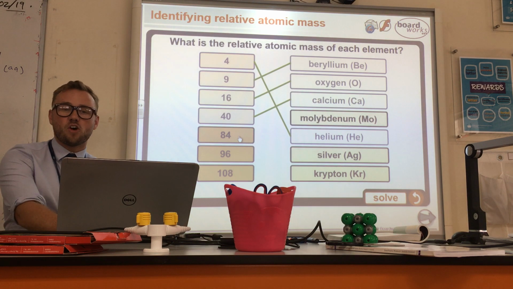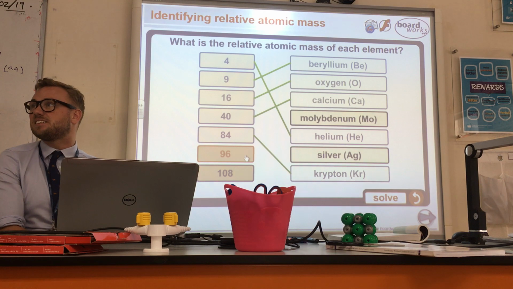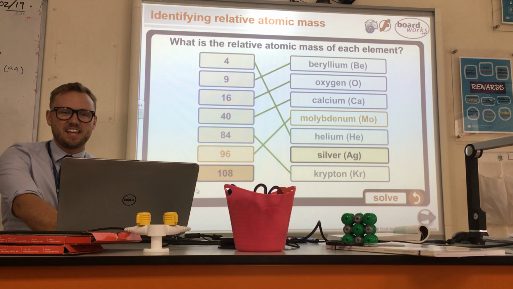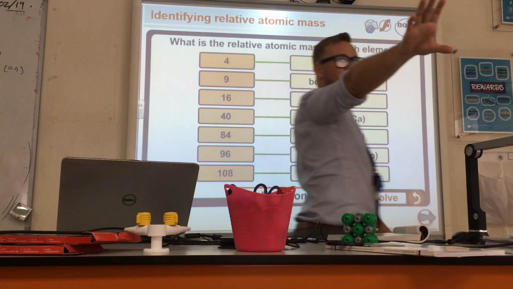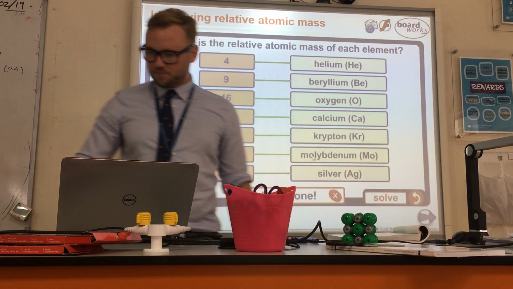84. Who had that? Krypton, did you say? 96. Which one? Sorry. The M one. And 108 must be silver. Yeah. Now, classic mistake. Two students made it, both very brilliant students, is that they get the relative atomic mass mixed up with the atomic number. The atomic number gives you the wrong answer because the relative atomic mass of beryllium is 9, not fluorine. The relative atomic mass of fluorine is 19. The atomic number of fluorine is 9, okay?